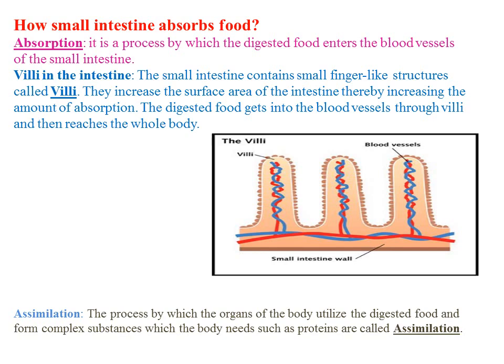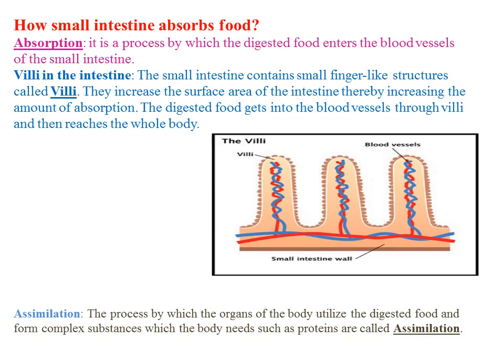So what are villi, that I have already discussed. Again I am telling that the small intestine contains small finger-like structures called villi. They increase the surface area of the intestine, thereby increasing the amount of absorption, and the digested food gets into the blood vessels through the villi and then reaches the whole body. Here you can see the picture of villi with a small network of blood vessels, and absorbed food by villi is transferred to the body via this blood vessel.